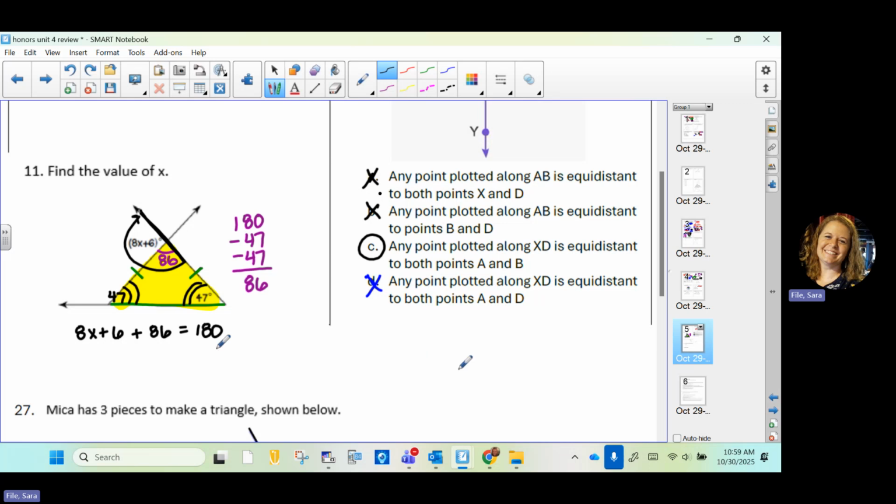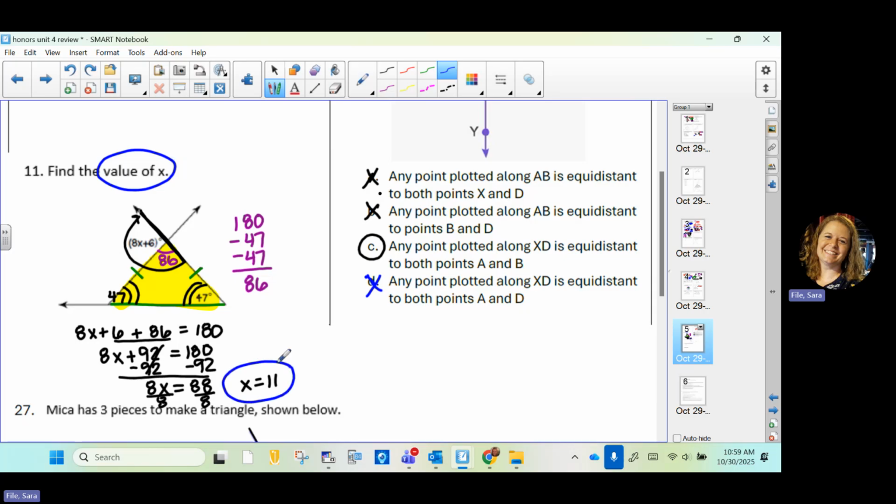So now I'm going to combine like terms. So my 6 and 86, I've got 8x plus 92 equals 180. And then I will move my constant by opposite operation. So I'll be left with 8x equals what? 88. And then I divide out the coefficient of 8. So x is 11. I go back and read my question. What is the question asking for? The value of x. So I am done. I have found the value of x.